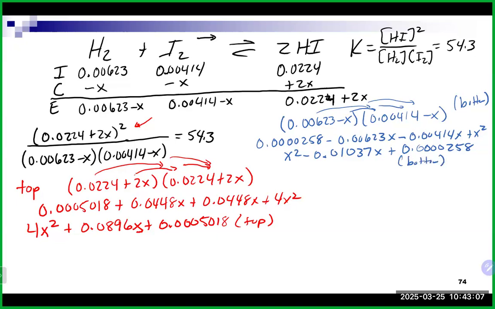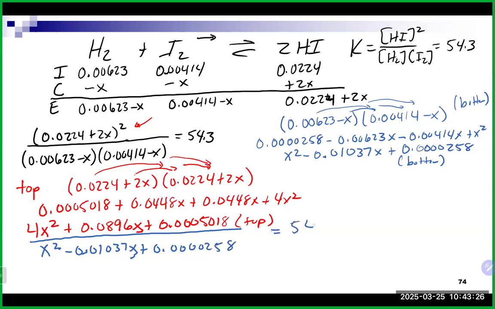So now we could bring it back together here. I'm going to then put that guy on the bottom. So it gives me x squared minus 0.01037x plus 0.0000258. That does equal our K value of 54.3.